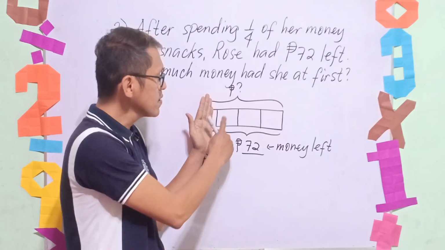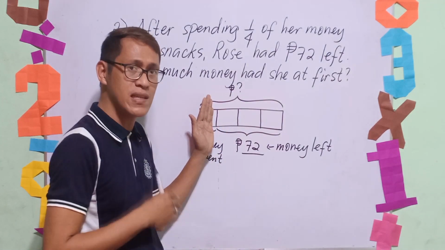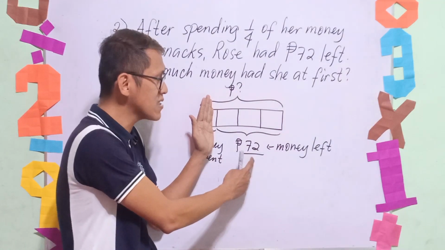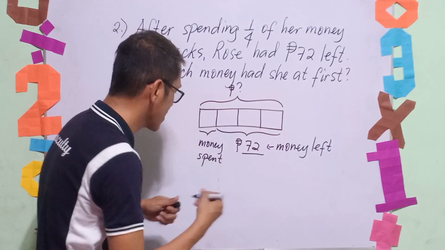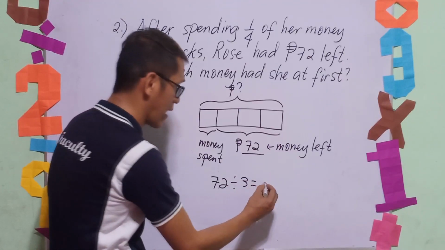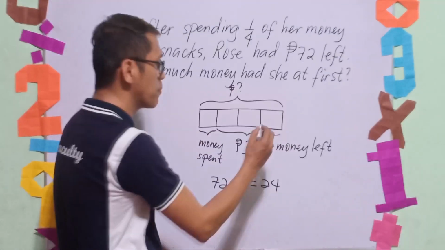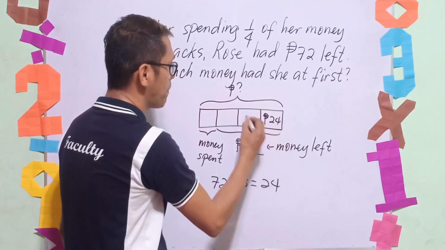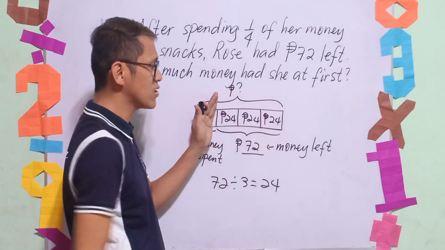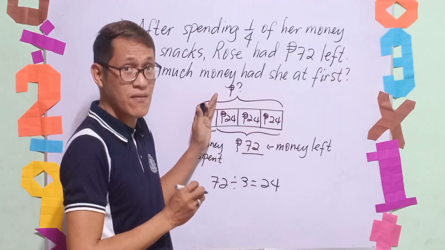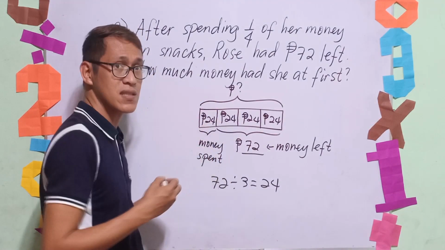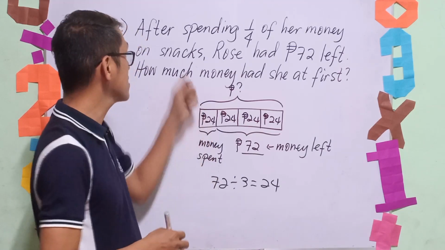So how to get one block represents how much? So what will you do? You simply divide 72 by 3, correct? So let's divide 72 by 3. What's 72 divided by 3? Correct, that's 24. Meaning each block here represents 24 pesos. So if you notice, if you multiply 24 times 3, that will give you 72 pesos. So this is also 24 pesos, meaning she spent 24 pesos on snacks.